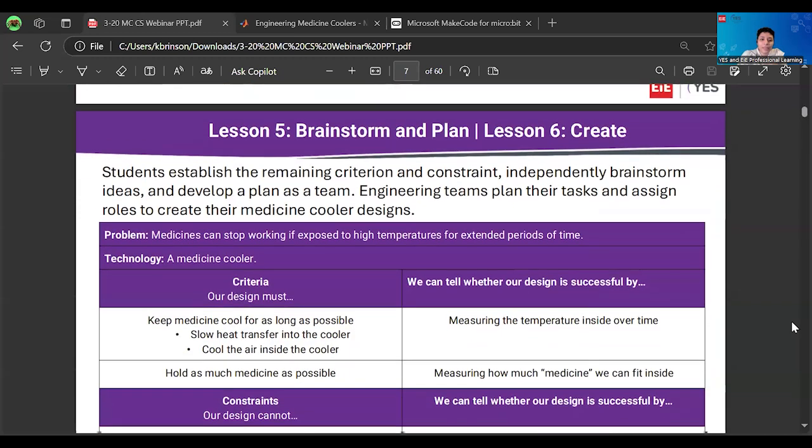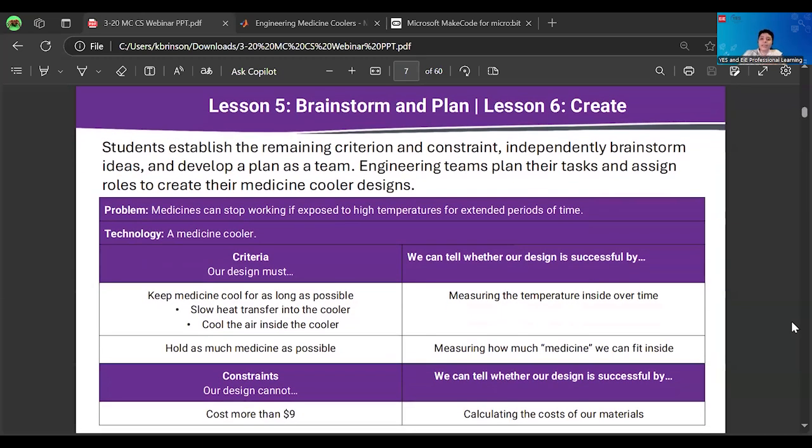This, of course, is followed by brainstorm and plan and create. I like to combine these typically on a slide so you can see what their full criteria and constraints are. So once they've established that they want to keep medicine cool for as long as possible, slow the heat transfer in the cooler with their insulating materials, and cool the air using their cold pack, we also know that we need to hold as much medicine as possible, right?